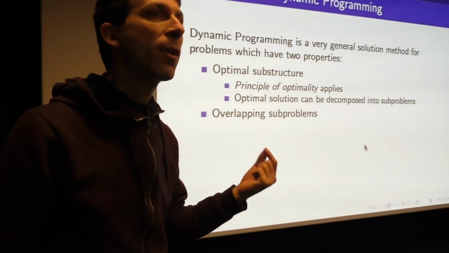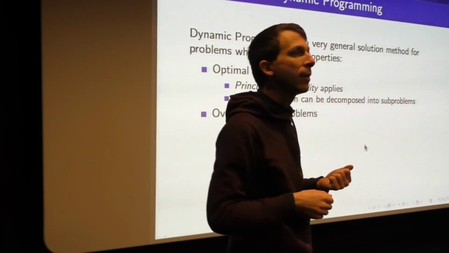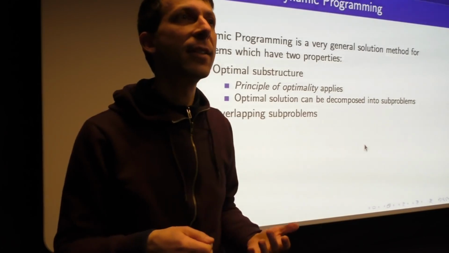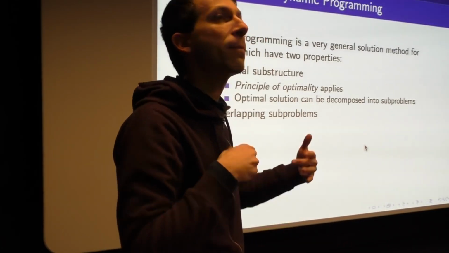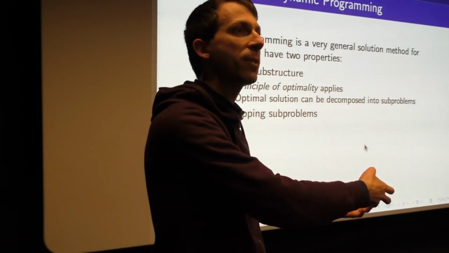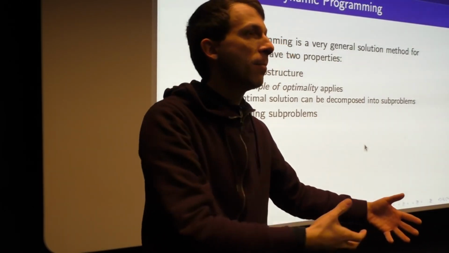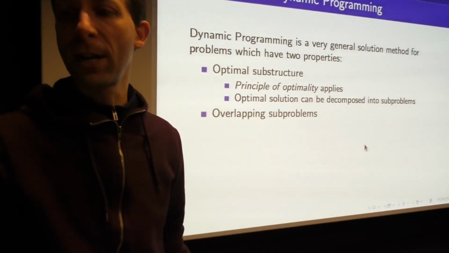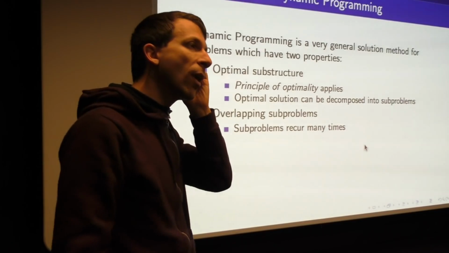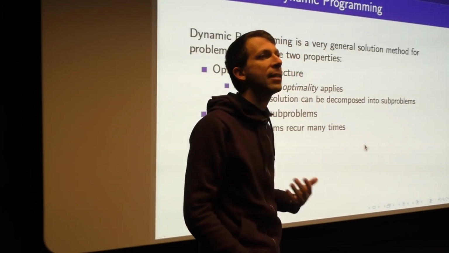The second property we require is called overlapping subproblems. So what does this mean? Well, this means that the subproblems occur again and again and again. We've got something to gain by breaking it down into subproblems: by solving that subproblem, we can solve things more efficiently than we could have by just attacking the overall problem directly. And basically all we require is that the subproblems recur many times.